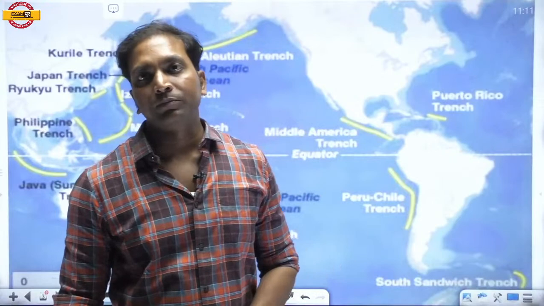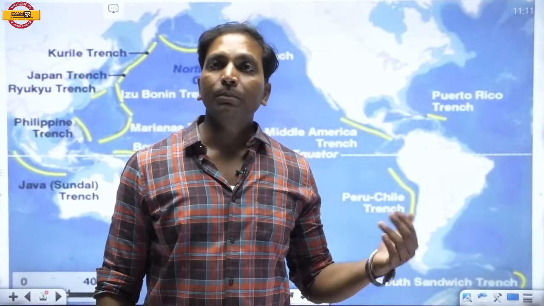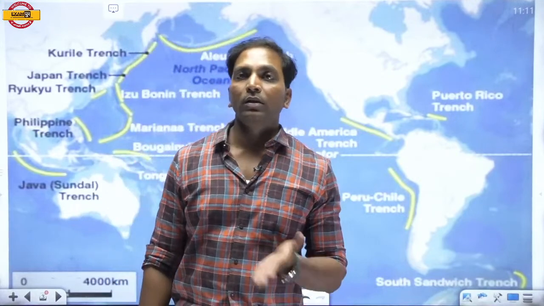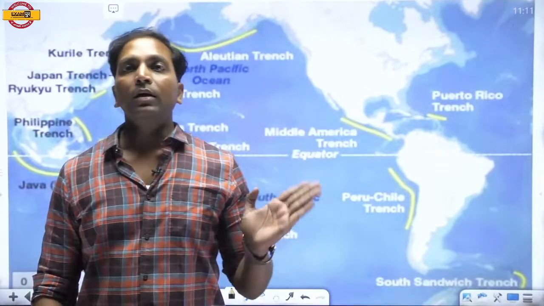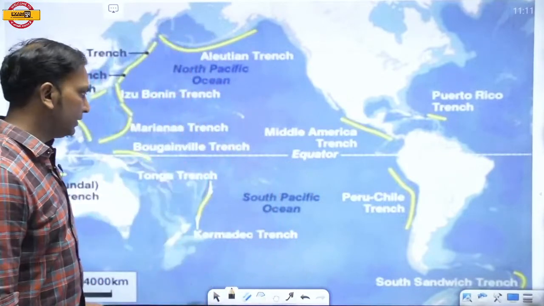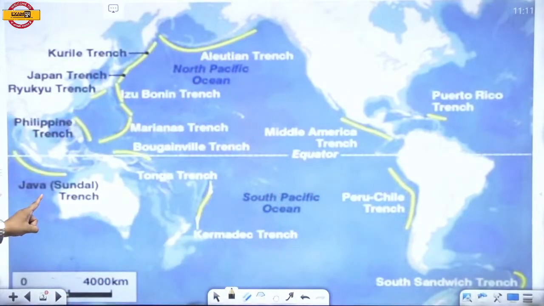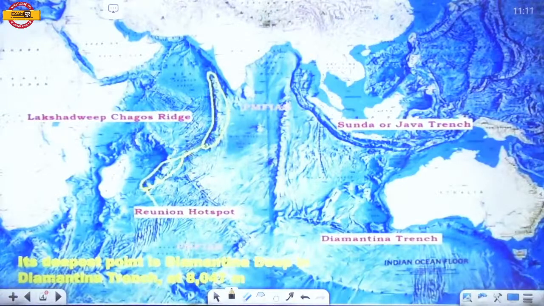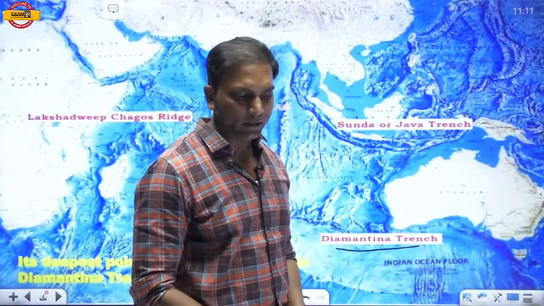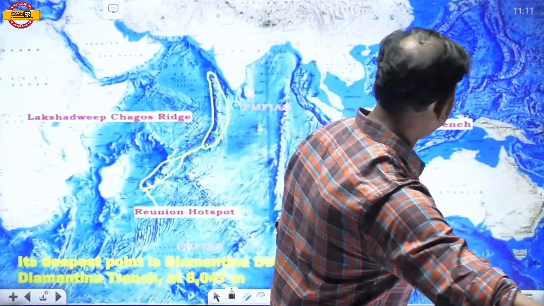of the Atlantic. So the deepest of the Atlantic is the Puerto Rico, the deepest of the Pacific is the Mariana, or of the Earth, or the world, and the deepest of the Indian Ocean trench is the Diamantina Trench. Diamantina Trench is found here. In the next slide you can see, here it is the Diamantina Trench.